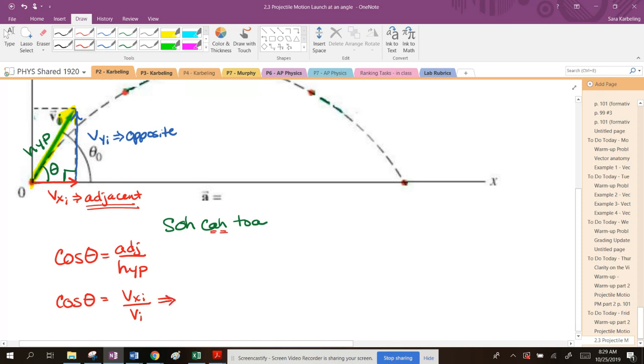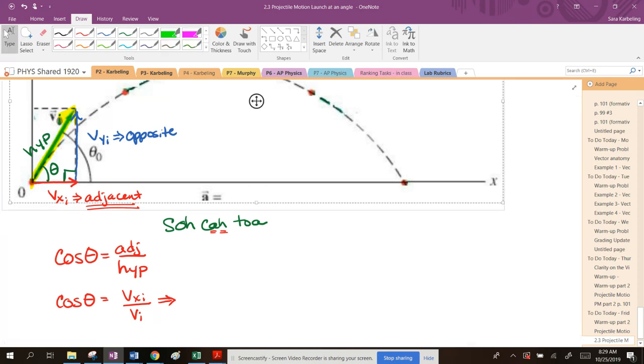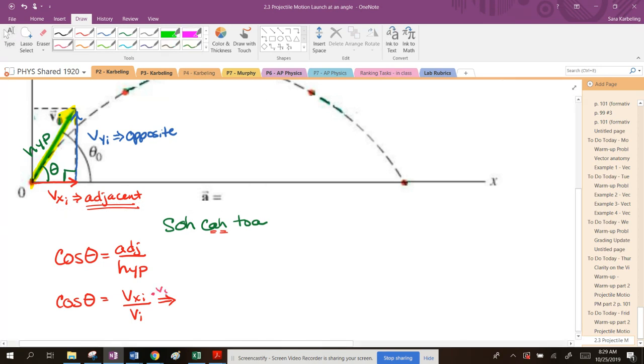In order to figure out the initial velocity just in the x, I'm going to multiply by Vi on both sides to get the denominator out. And so then I can say that Vx, the initial velocity in the x direction, is equal to that initial velocity overall times the cosine of theta. So every time you do this, we're going to need to find both the angle and the initial velocity to find that initial velocity in the x direction.